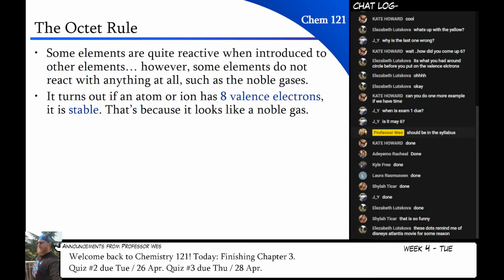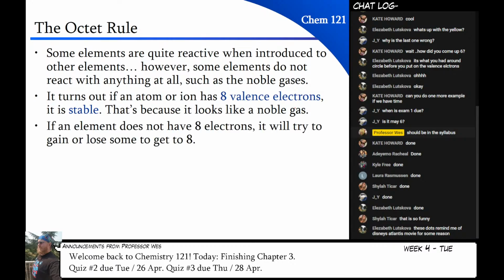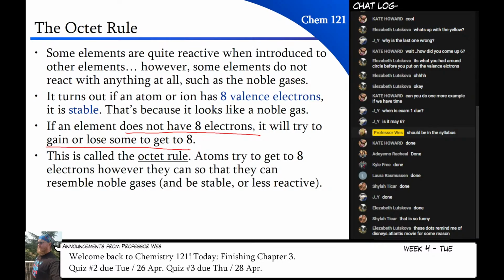And so what atoms are going to try and do is look at their number of valence electrons and go, hey, I want to have 8 valence electrons. Its goal will be, if you don't have 8 electrons, gain or lose electrons so that you have 8. And when you get to 8, you stop reacting. There are no more electrons that need to be changed. This is called the Octet Rule.